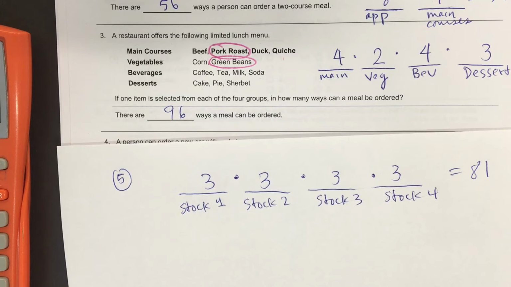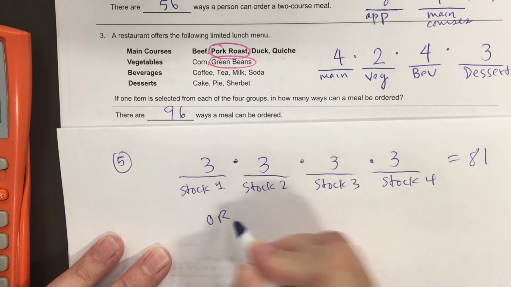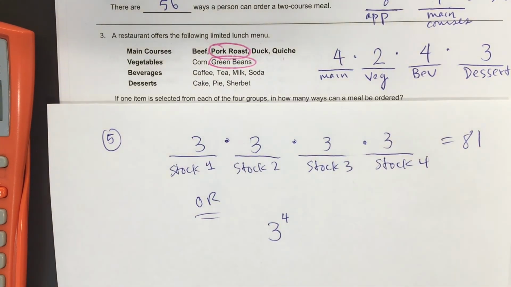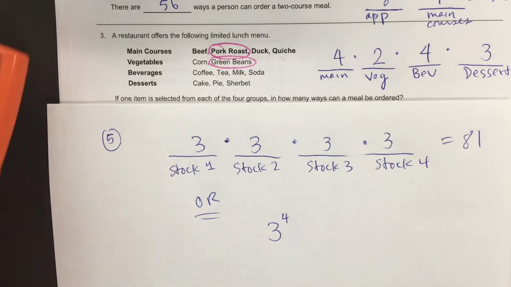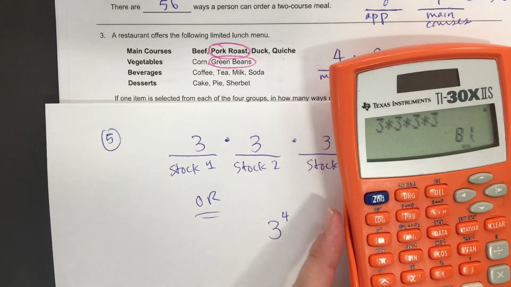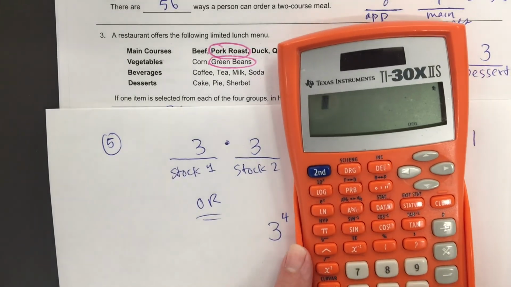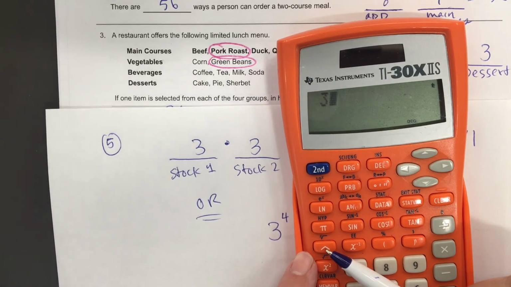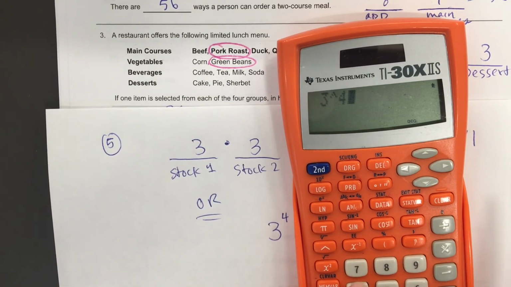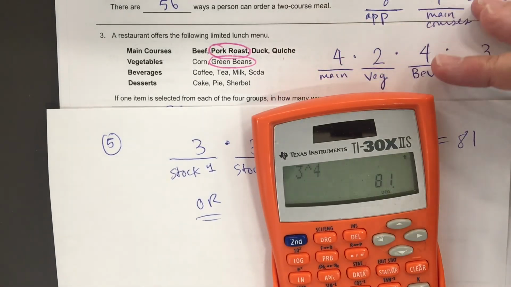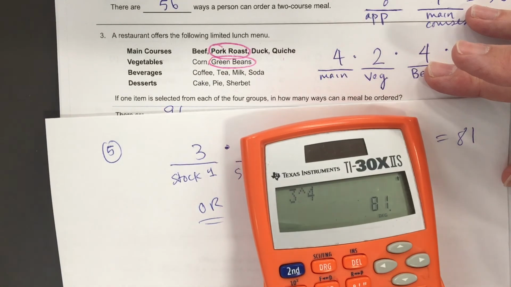Alternatively, on number 5, you could have done this. You could have said 3 choices to the 4th power, which is 3 times 3 times 3 times 3. I can type it in my calculator like this. 3, use the power key, put in 4, press equals, and I have 81.